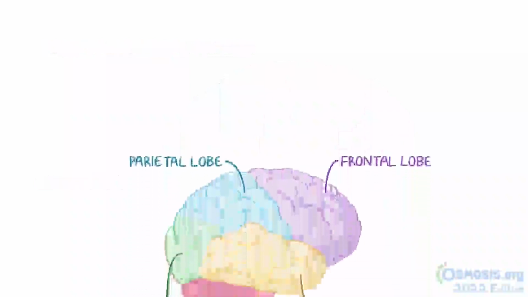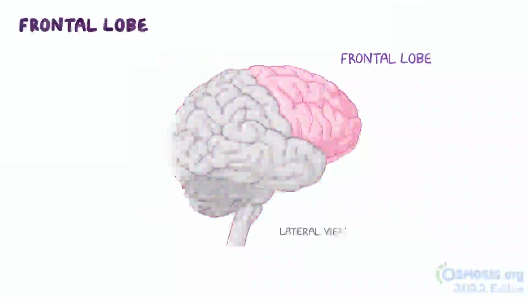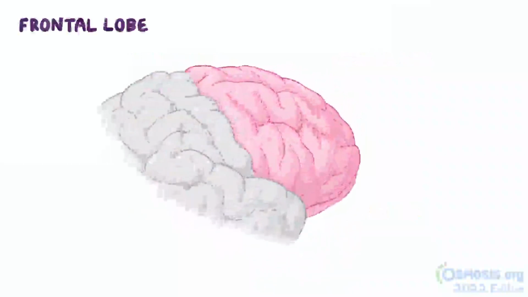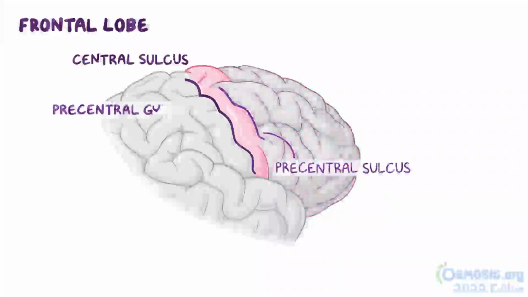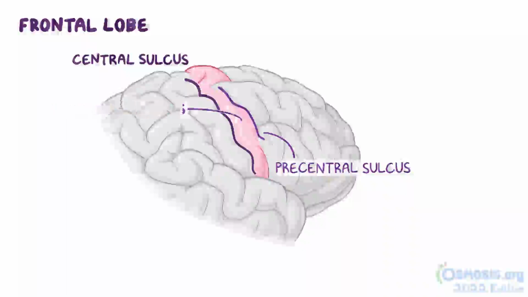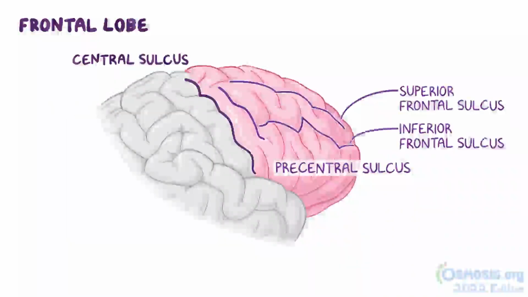Now that we've outlined the general boundaries of each lobe, let's look at the components of each lobe in more detail, starting with the frontal lobe. On the lateral aspect, rostral to the central sulcus, is the precentral sulcus that runs parallel to it. Together, the central sulcus and the precentral sulcus form the borders of the precentral gyrus. From the rostral side of the precentral sulcus arise two more horizontal sulci, the superior frontal sulcus and the inferior frontal sulcus, which extend toward the frontal pole.